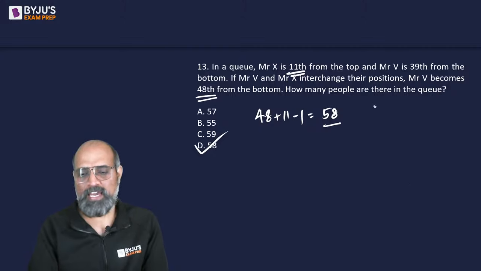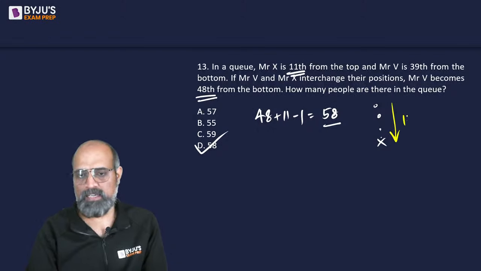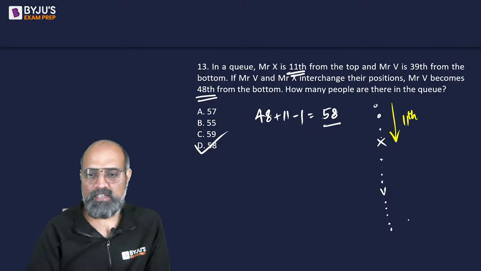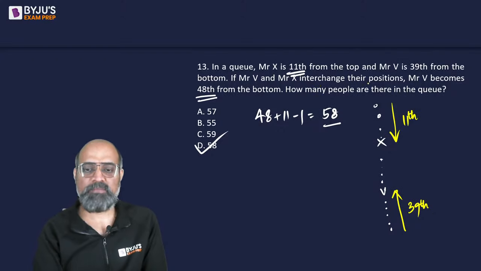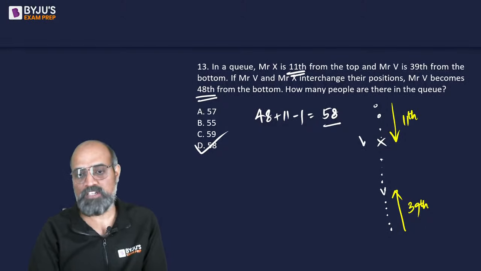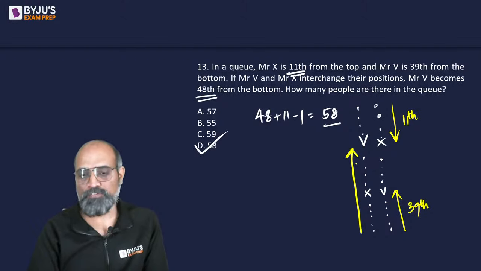Right? So we have a queue where Mr. X is 11th from the top, right? And then we have more people, and then we have Mr. V, and Mr. V is 39th from the bottom. Now, Mr. V and Mr. X, if they interchange their position, that would mean Mr. V will come here and Mr. X will come here now, right? When this happens, Mr. V becomes 48th from the bottom.